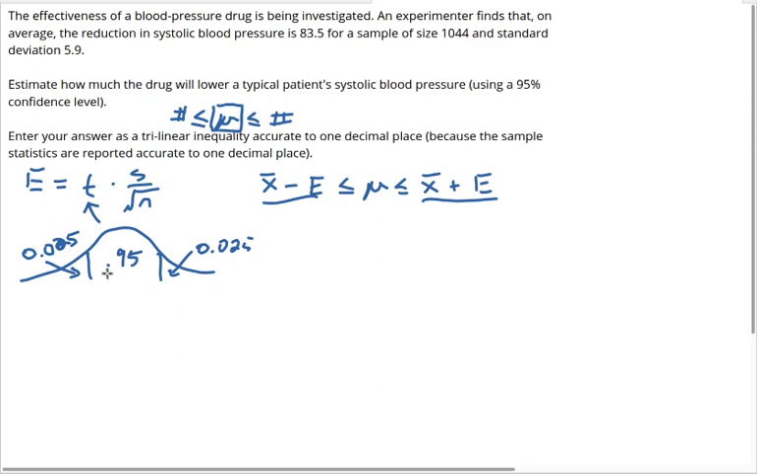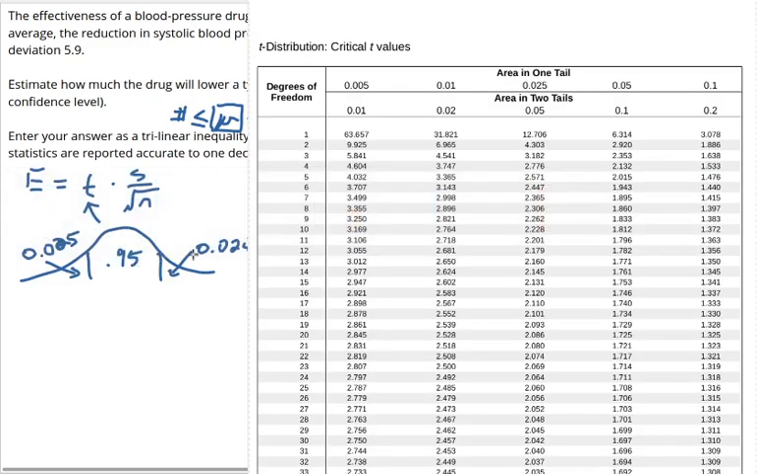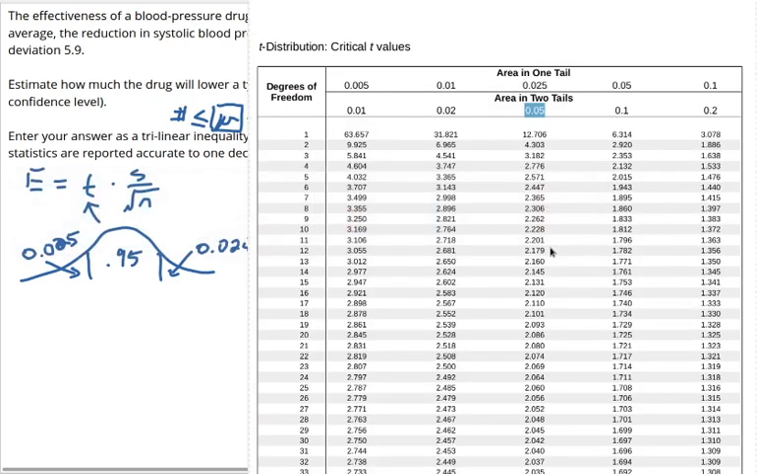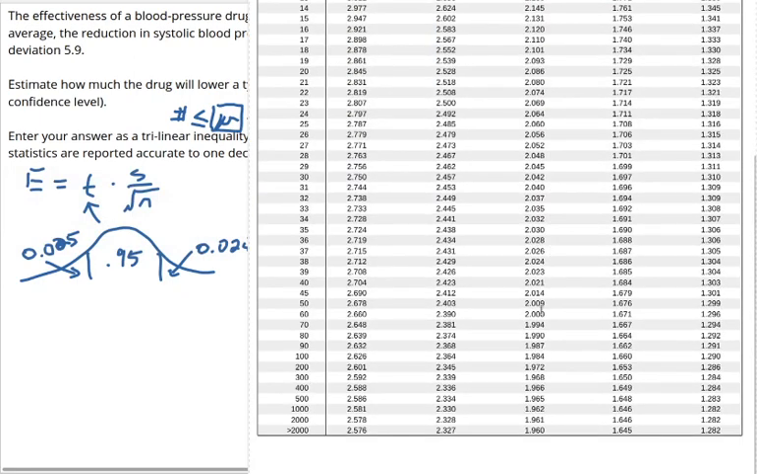So what that allows me to do is go over to my t distribution table, and find area in either one tail, which I know is 0.025, or two tails, which was both of them added together, 0.05. That tells me my critical t value is somewhere here in the middle column. To find out which column, I need my degrees of freedom. We're using n minus 1, which in our case is 1,044 minus 1, so we're going to use 1,043.